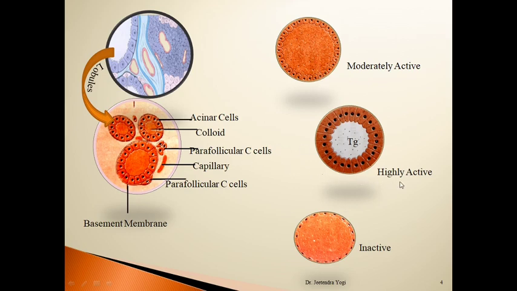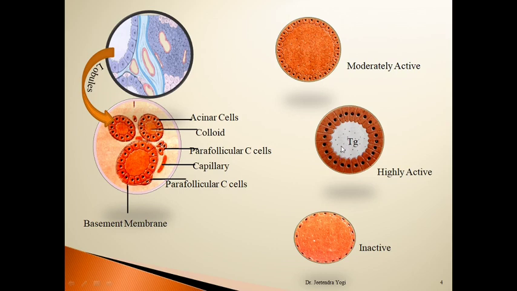If the thyroid gland is in a highly active stage, then these cuboidal epithelial cells convert into columnar cells and secrete a high amount of colloidal substance into the lumen. And if the thyroid gland is in an inactive form, then these follicular cells flatten and the amount of colloidal substance inside the lumen is very less. So see here, on the basis of the stage of activity of the thyroid gland, these follicular cells vary in shape and size, and the colloidal substance also varies in its amount.